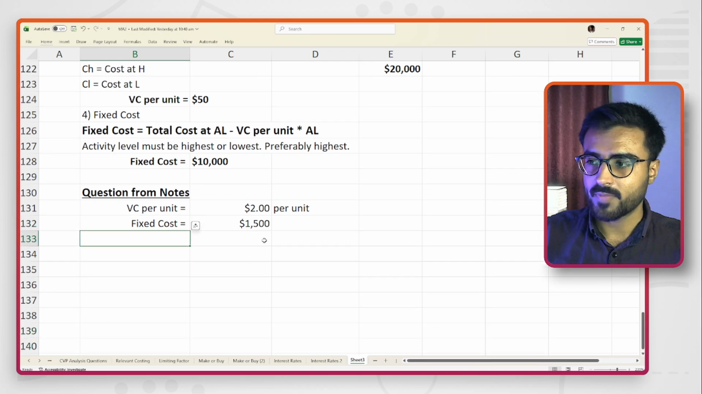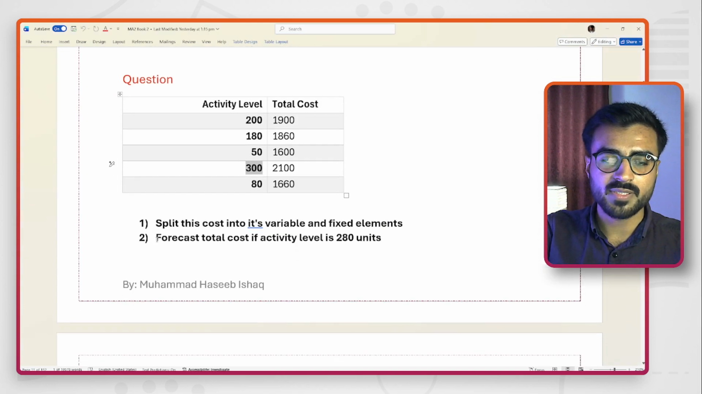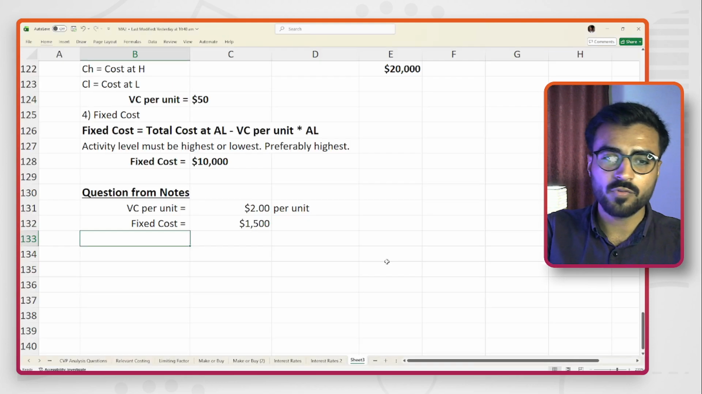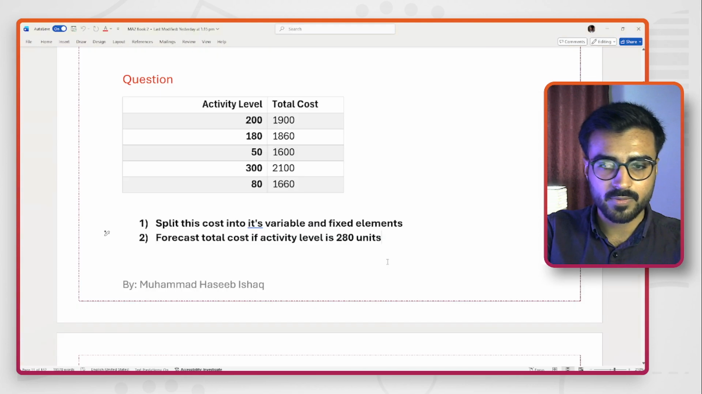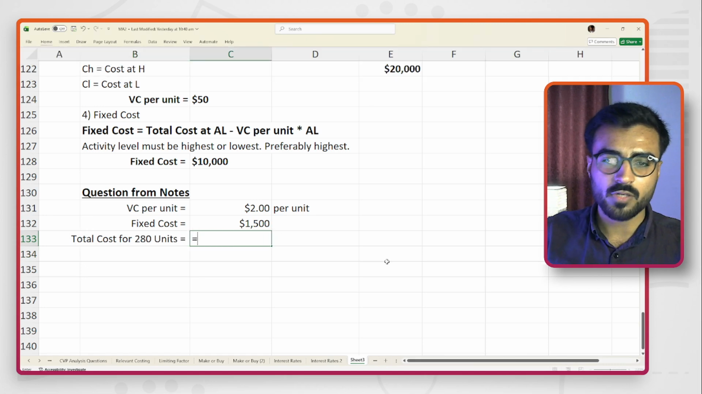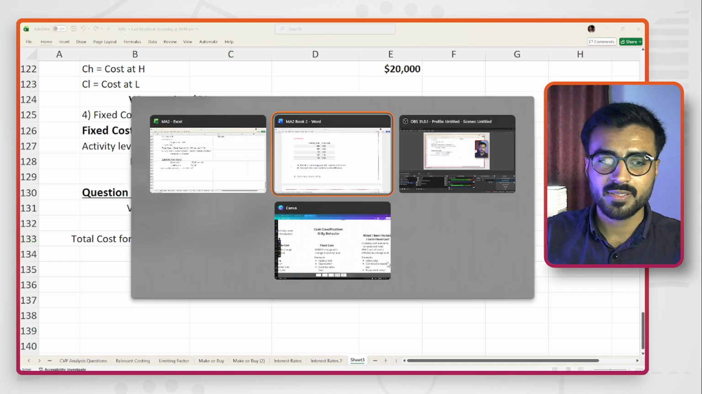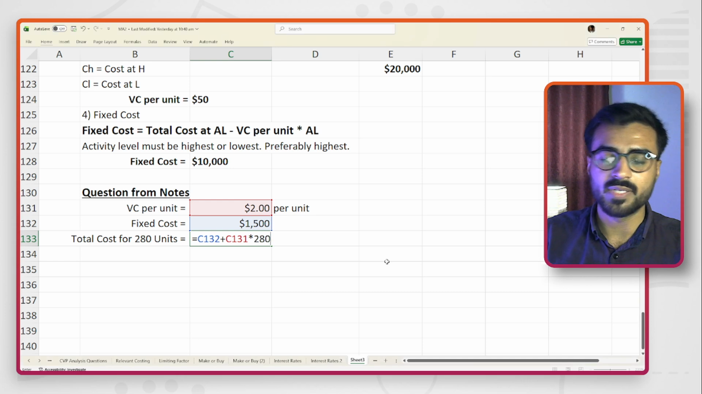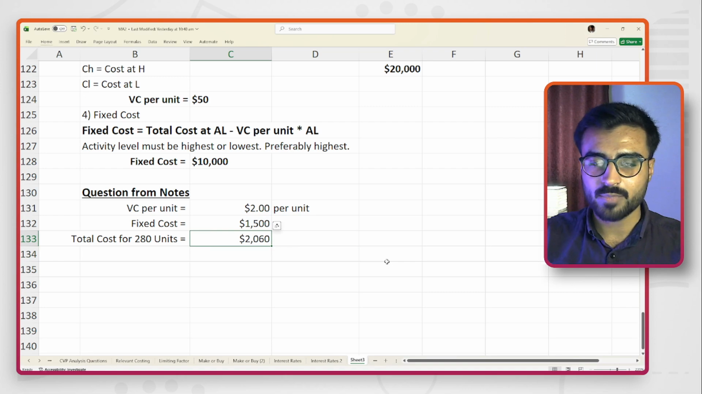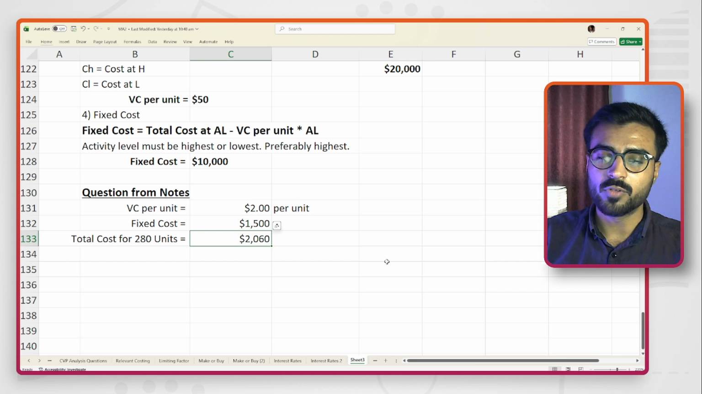Now the next part we can do also. Forecast total cost if the activity level is 280 units. We have to forecast what our total cost will be if the activity level is 280 units. So our total cost would be fixed cost 1500 plus variable cost per unit $2 times the activity level, meaning 280 units. So our prediction is that if the activity level increases up to 280 units, our total cost would be $2,060.